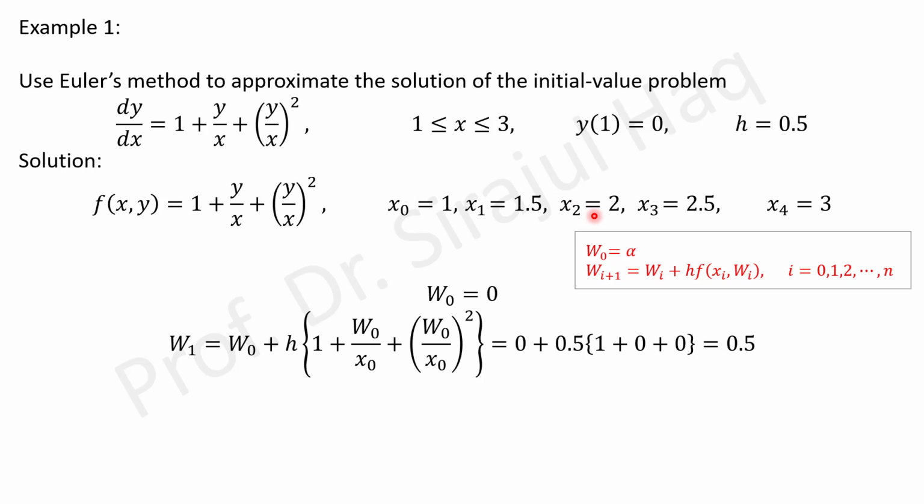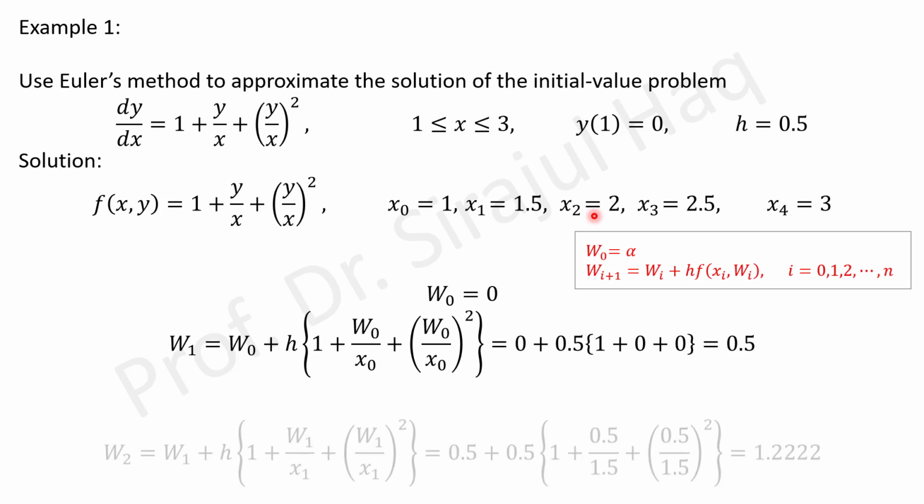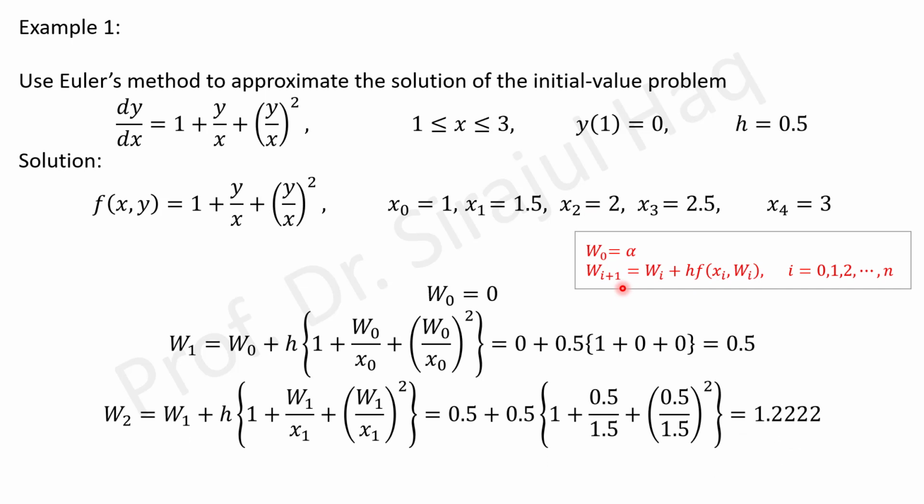Let's find the solution at x2 equal to 2. So let's substitute i equal to 1 here. That will give you W2, which is W1 plus h times the function. W1 you have computed. Now this time replace x by x1 and y by W1 in your function. So that's the reason you can see 1 plus W1 divided by x1 plus W1 divided by x1 whole square.